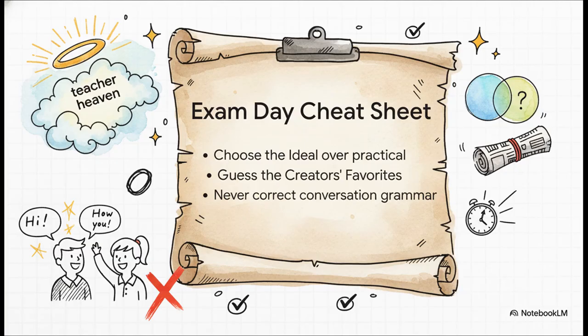To help you out, here is a rapid-fire exam day cheat sheet. Number 1, always choose the ideal over the practical. Do not worry about classroom budgets or time constraints. Number 2, guess the creator's favorites. Be on the lookout for their favorite buzzwords like Venn diagrams, authentic sources, and the 3 modes of communication. And number 3, never correct a student's grammar during a conversational activity unless the mistake completely blocks the meaning of what they're saying. Remember, play that game of pretend, where every single student is incredibly capable and absolutely thriving.